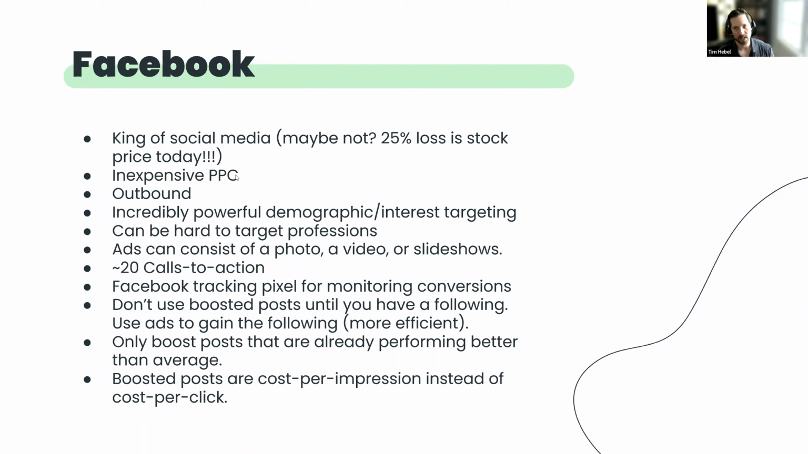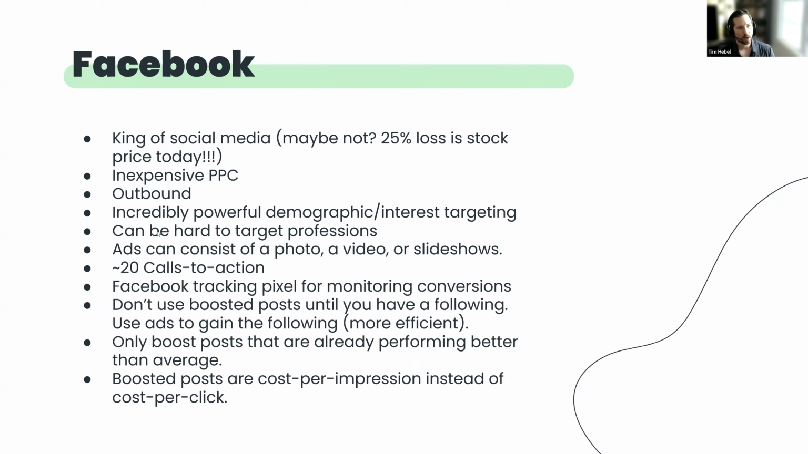Facebook does have inexpensive pay-per-click. So with Facebook ads, for a lot of campaigns, you'll see cost per click of 50 cents to $1.50 for engagement. Don't hold me to that. It does depend on your competition and a lot of other factors, but that tends to be the average. You can use incredibly powerful demographic and interest targeting with Facebook.